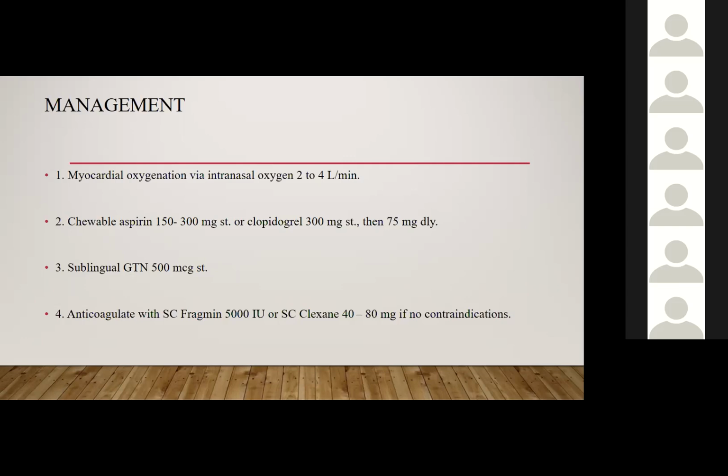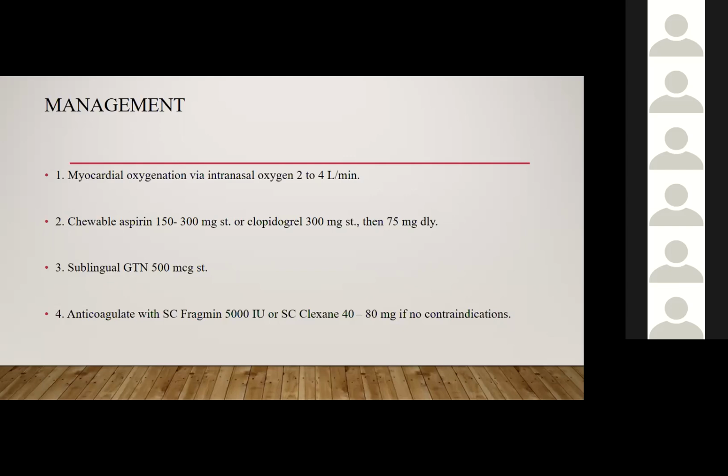You're dealing with an unstable angina. Okay, so your oxygen is going. Usually, you need to give aspirin or clopidogrel, about 150 to 300 milligrams to start. I like giving 300 milligrams to start. Then I do a daily follow-up of 75 milligrams daily.